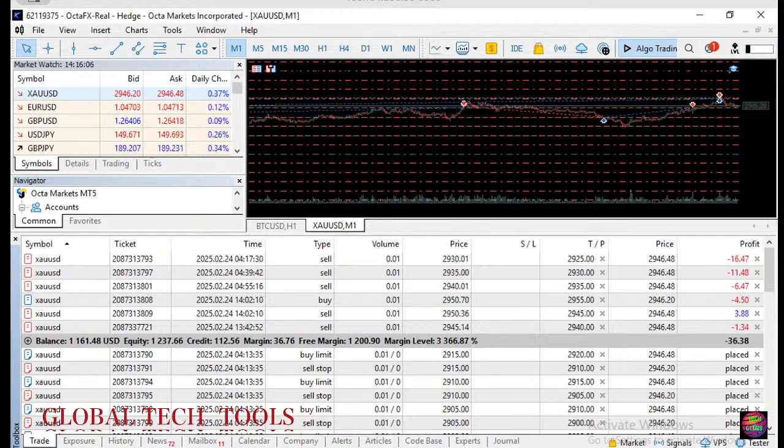So if you lose your list for whatever reason, you simply click this button and it will pop up right there.